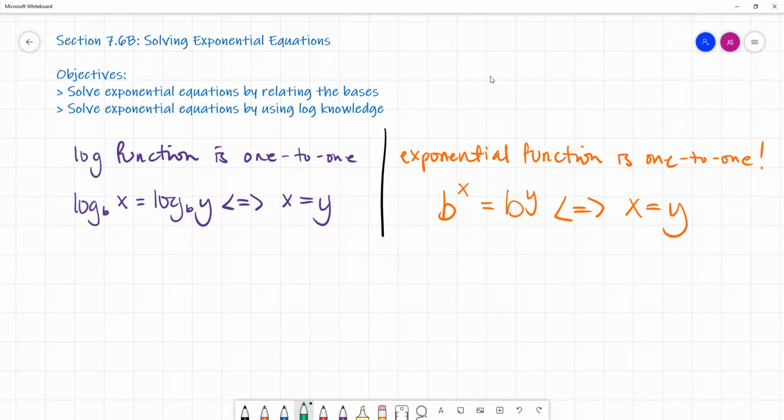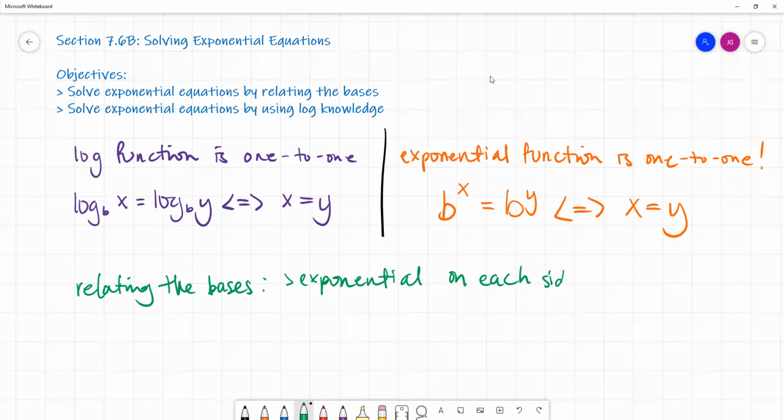And that's going to help us with this idea of relating the bases. So let's talk about what relating the bases means. When I am asked to solve an exponential equation using this method, what usually happens is we have an exponential on each side of the equation. So first thing is that there's an exponential on each side of the equation.